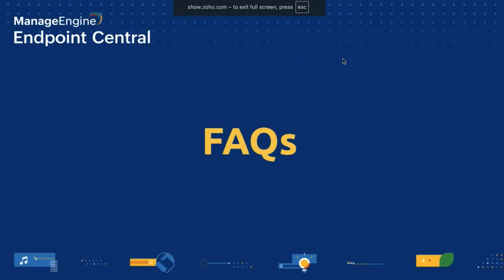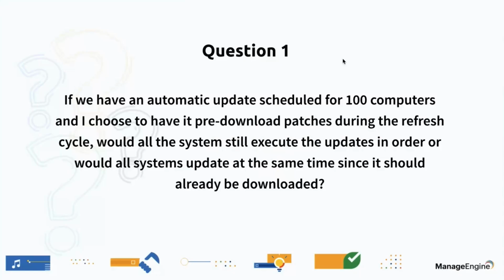Let us take a look at some frequently asked questions. If we have an automate update scheduled for 100 computers, and I choose to have it pre-download patches during the refresh cycle, would all systems still execute the updates in order, or would all systems update at the same time since it should be already downloaded?